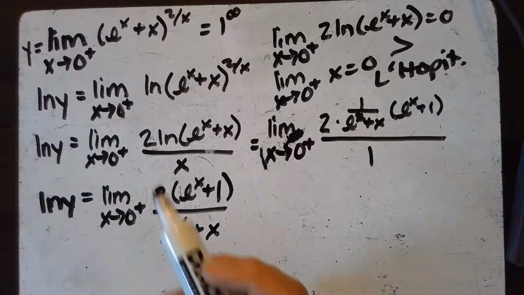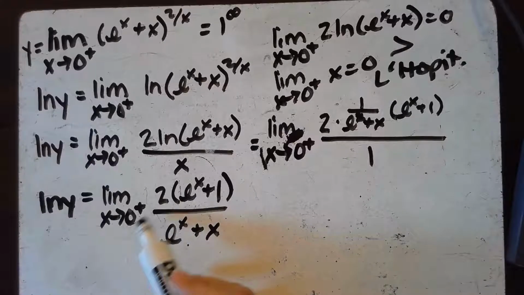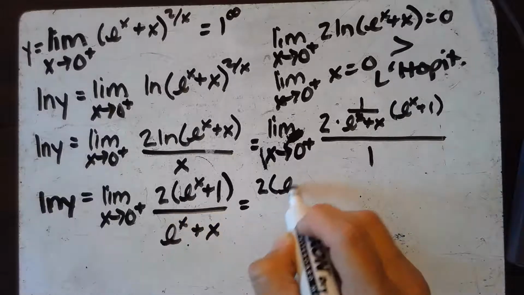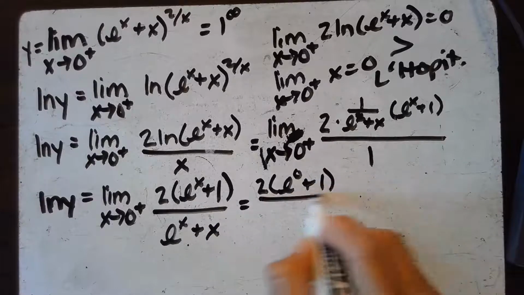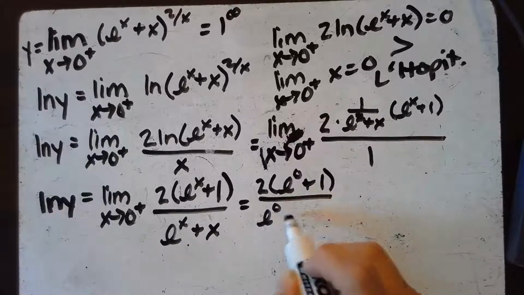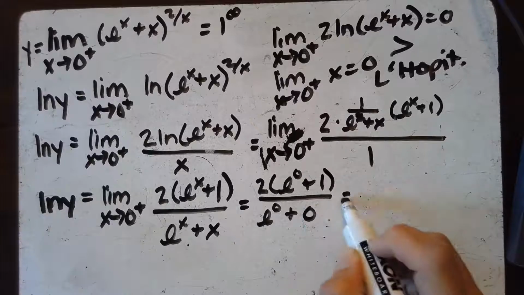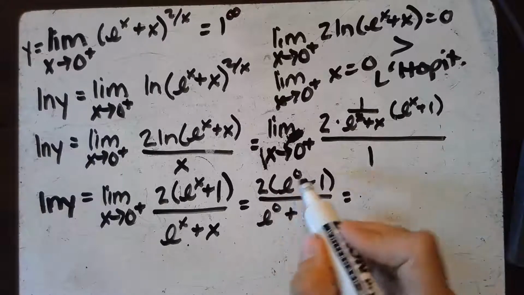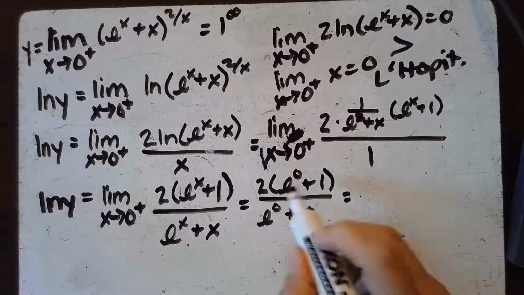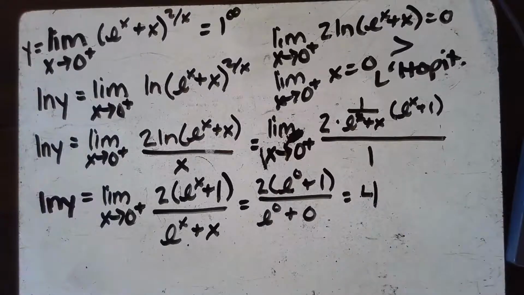Well now let's think about it. Can I plug in 0? I can. And so this is going to be 2 e to the 0 plus 1, and then e to the 0 plus 0. Well, down here is just 1, and then up here that's going to be 1 plus 1, which is 2. So 2 times 2 is 4.